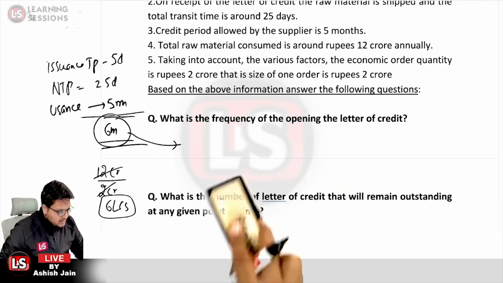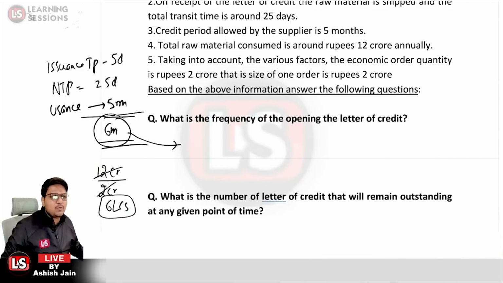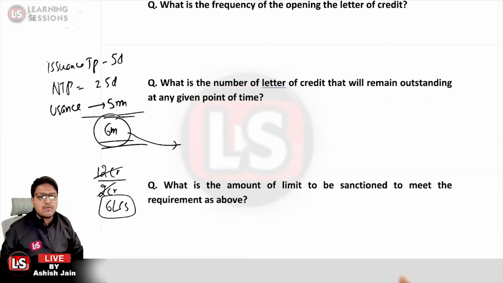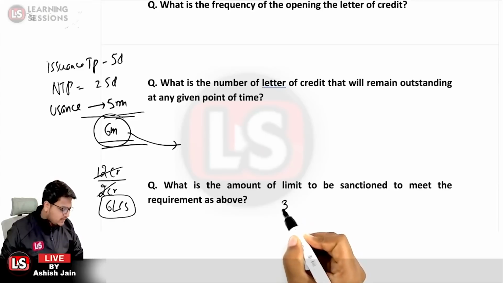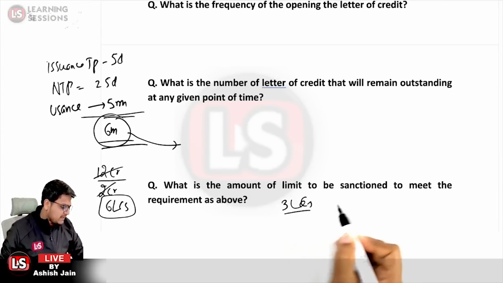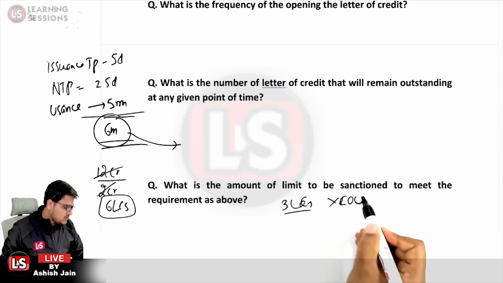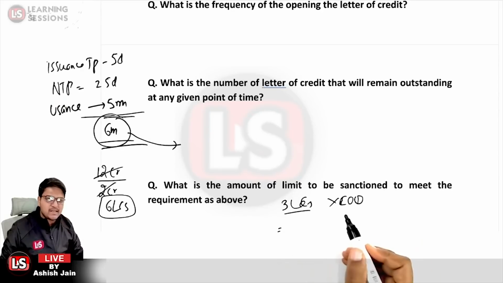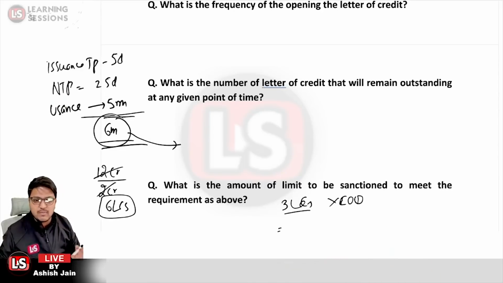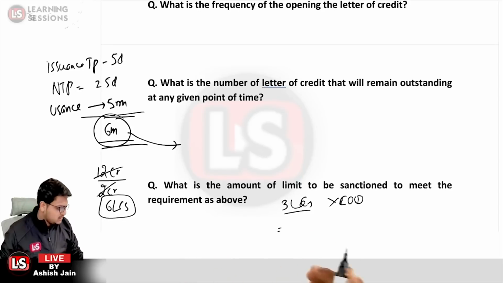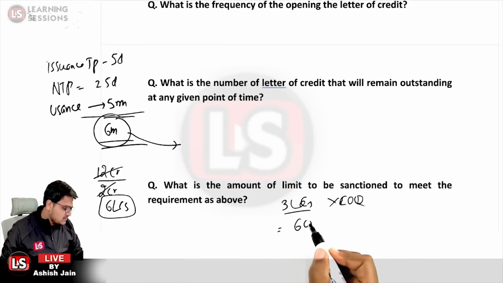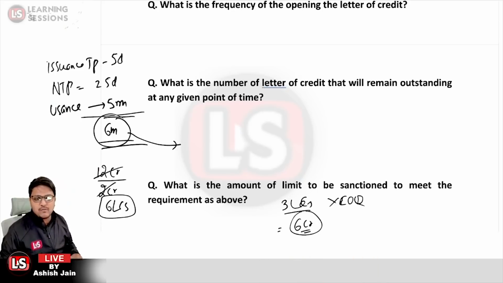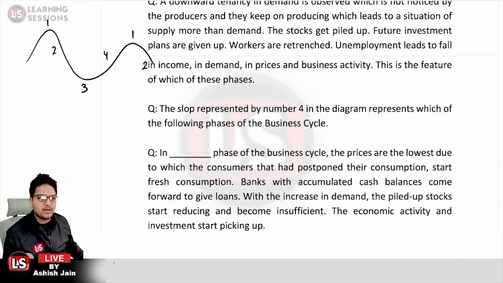Is that clear? Further, the next question: what is the amount of the limit to be sanctioned to meet the requirement as above? I told you that 3 LCs will be outstanding at any time, and the EOQ is 2 crore. So that is the limit to be sanctioned, because 3 LCs will be outstanding at every instance and EOQ is 2 crore. So the total limit to be sanctioned is 6 crore rupees. Okay, so that would be all related to this particular case study.